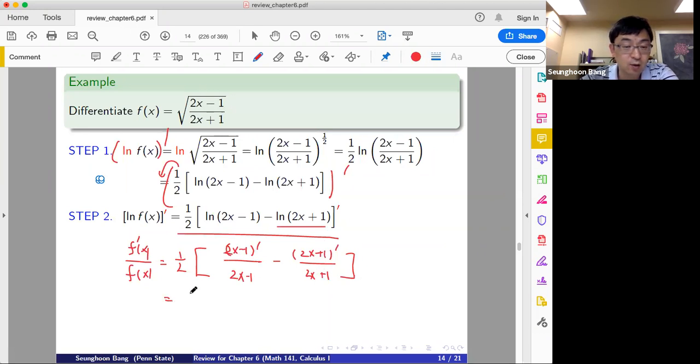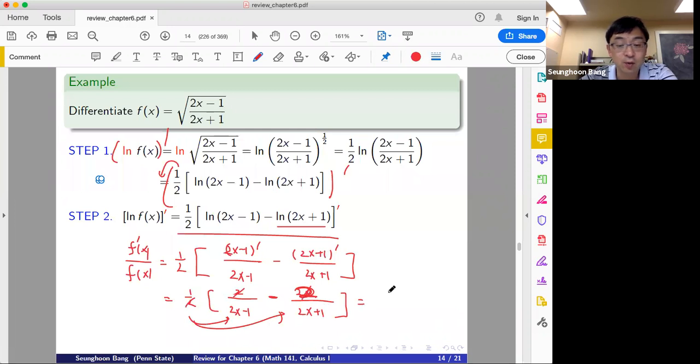So what's that? 1 over 2. The 2x minus 1 prime is only 2, over 2x minus 1, minus here. The 2x prime is only 2, same. The 2x plus 1 prime is only 2 over 2x plus 1. Next, distribute 1 over 2. What happens? 2 is crossed out. So we have 1 over 2x minus 1 minus 1 over 2x plus 1. This is the simple form.